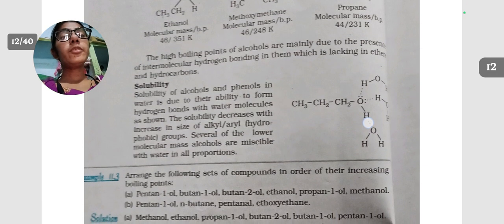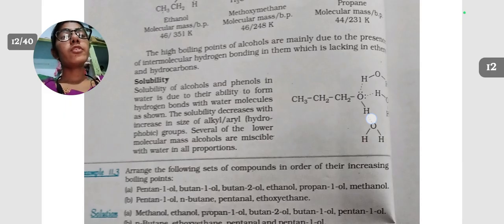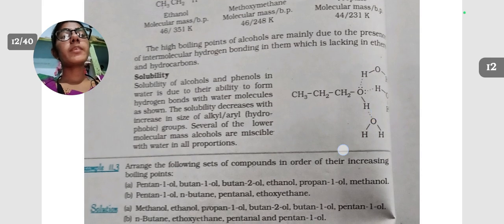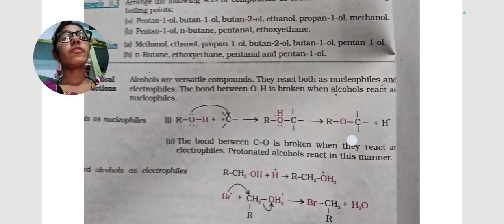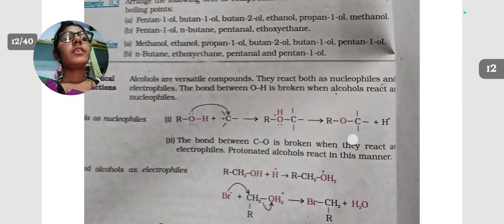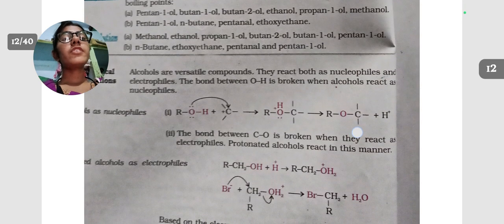Solubility. The solubility of alcohols and phenols in water is due to their ability to form hydrogen bonds with water molecules, as shown. The solubility decreases with increase in the size of the alkyl or aryl group. Several of the lower molecular mass alcohols are miscible with water. Chemical properties. Alcohols are reactive compounds. They react both as nucleophiles and electrophiles. The bond between O and H is broken when alcohols react as nucleophiles.